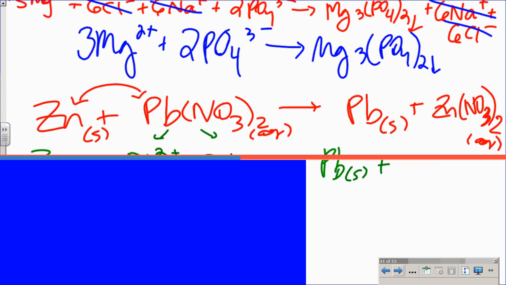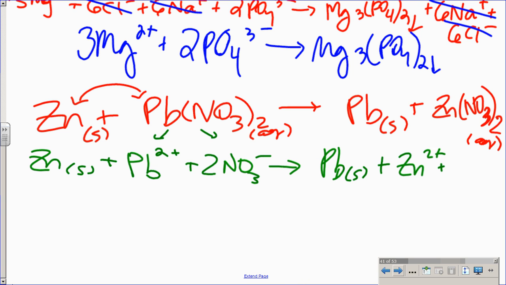Zinc 2 plus and 2 nitrates. Okay. Remember, the rule of thumb was it had to be exactly the same. What is exactly the same from reactant side to product side? 2 NO3 minuses, 2 NO3 minuses. Anything else exactly the same? No. I knew it looked similar. Zinc solid, zinc ion. 2 different ball games, people. Can't cancel it. That's all you can cancel.